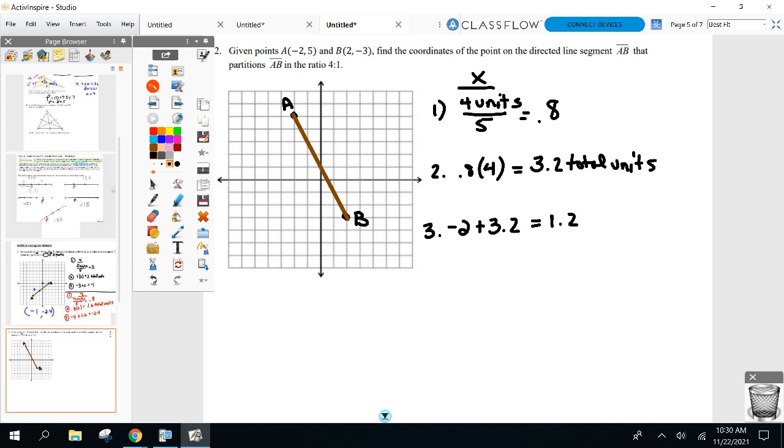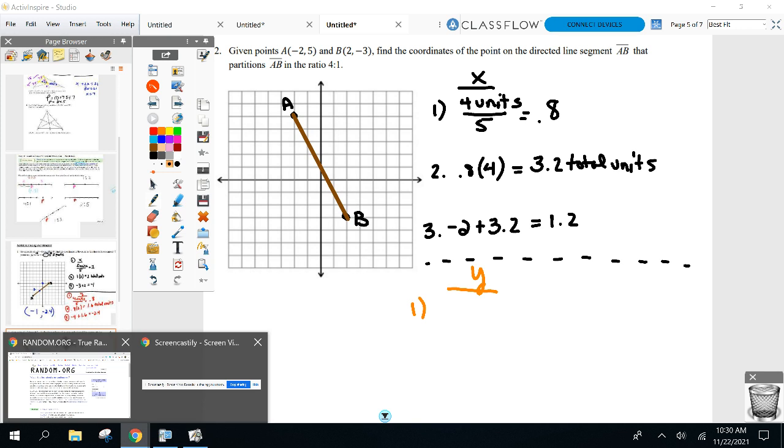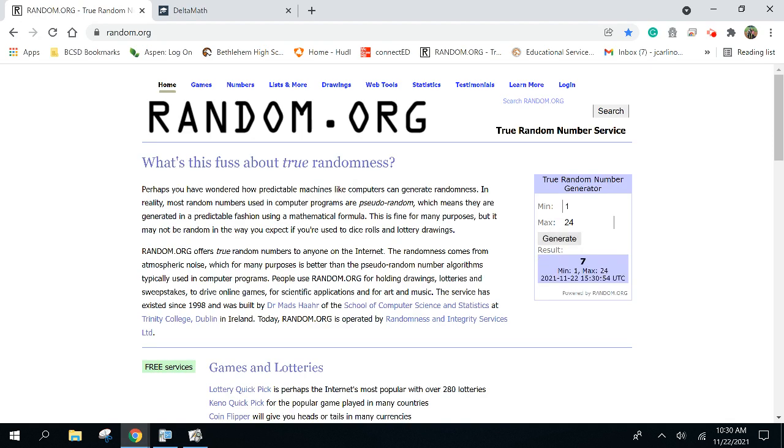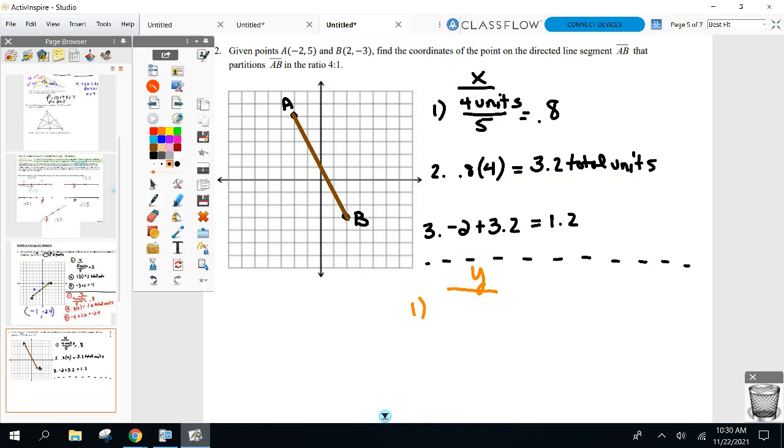Everyone's good so far? All right, we're going to get a little crazy here with the y coordinate. Just to give you a heads up, I may run into some trouble doing the y coordinate. We'll see. All right, y coordinate. Distance between the y coordinates, so I can cut it up by 5. Distance between the y coordinates, 8 units, good.